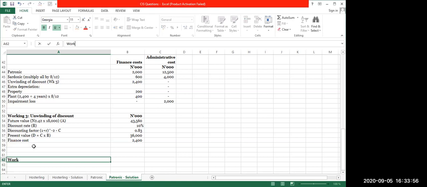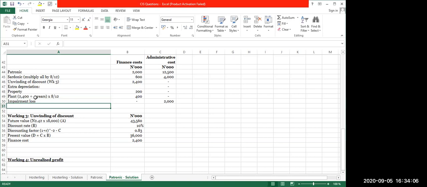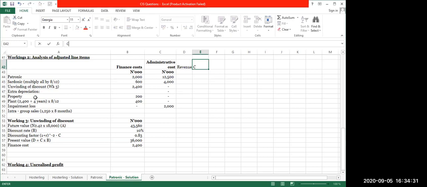Working four should be unrealized profit. That's the second thing we'll do. The first thing we do is knock out intra-group sales. So I will just say intra-group sales. That is 1.2 million times 8 months. And remember that I have to knock it out from revenue and cost of sales.